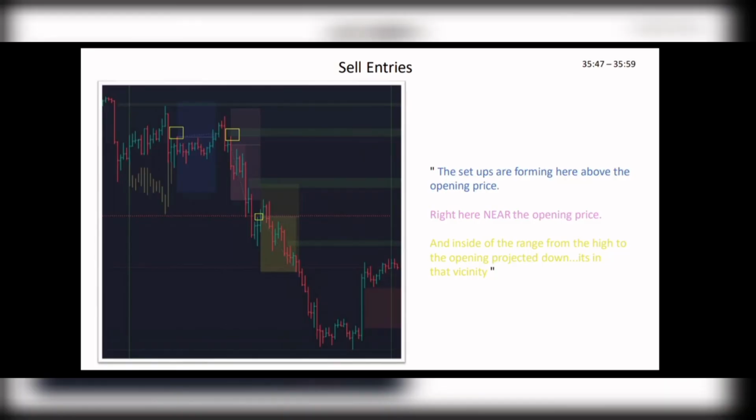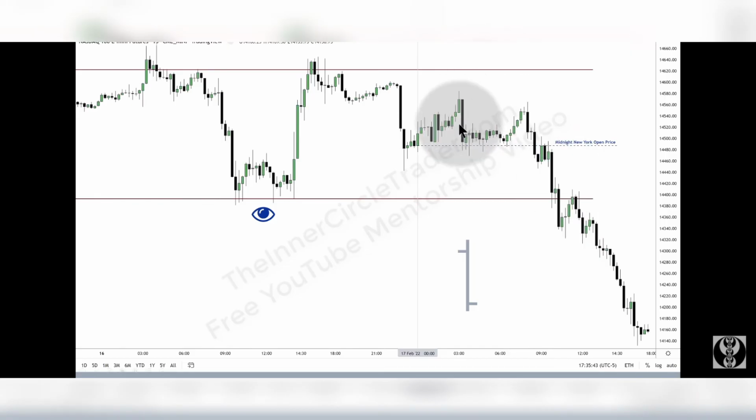Okay. From 35.47 to 35.59, which is the final slide, here we have where our sell entries will form. He says the setups are forming here above the opening price, right here near the opening price, and inside the range from the highs to the opening projected down, and it is in that vicinity. These are where we are expecting for sells to form when we are anticipating for a down close candle day. So it's giving you another opportunity.